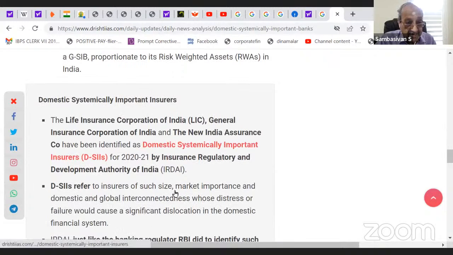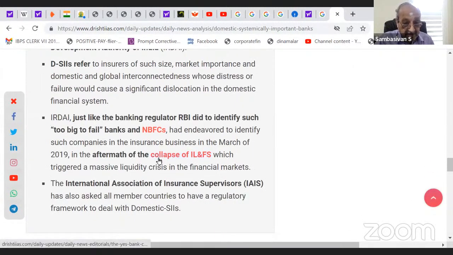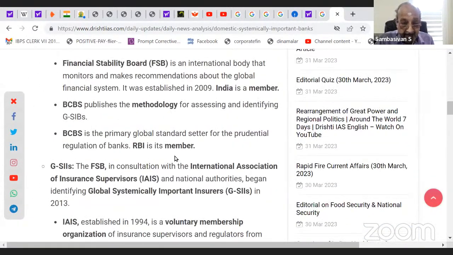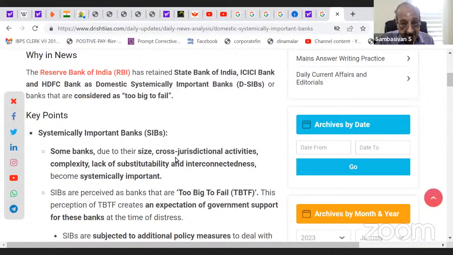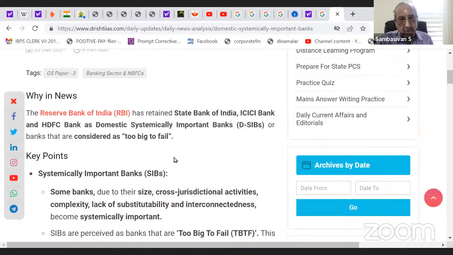Similarly, under insurance companies, what are the insurance companies? Life Insurance Corporation of India, General Insurance Corporation of India, and the New India Assurance Company have been identified as domestic systemically important insurers. That is, if they fail, it will fail the economy itself. And their capital requirements are slightly different, and they have to maintain better reserves. This much will do for you.